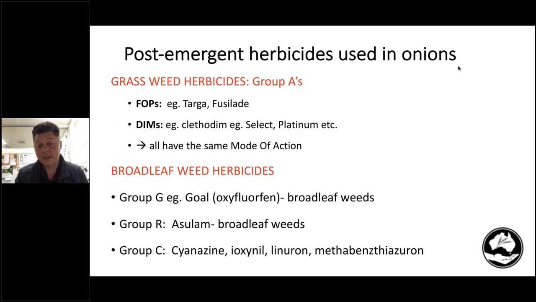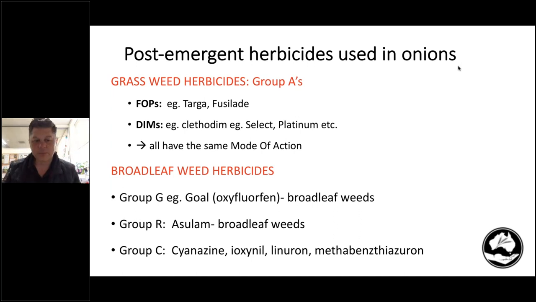So basically, unless I'm mistaken, to selectively control ryegrass and some other grasses in onions, it's only those group A herbicides. There's no other way to control them in a post-emergent sense that I know of at the sort of tillering stage.